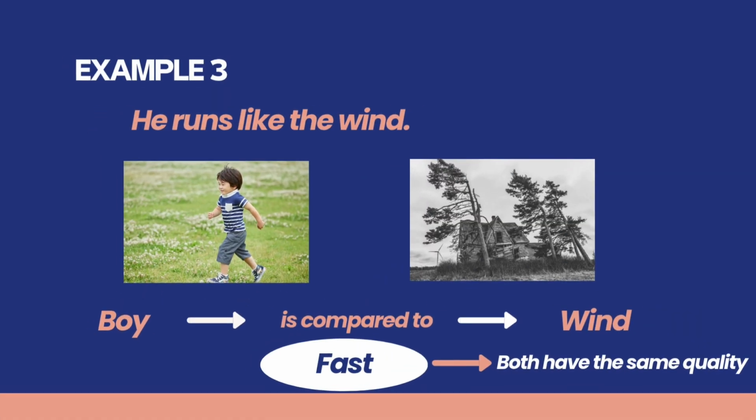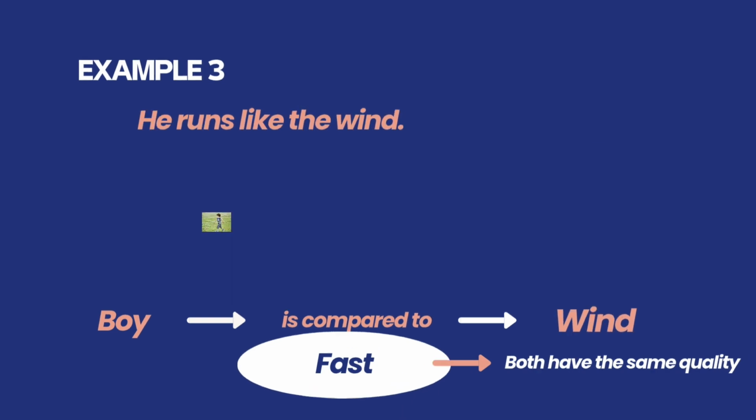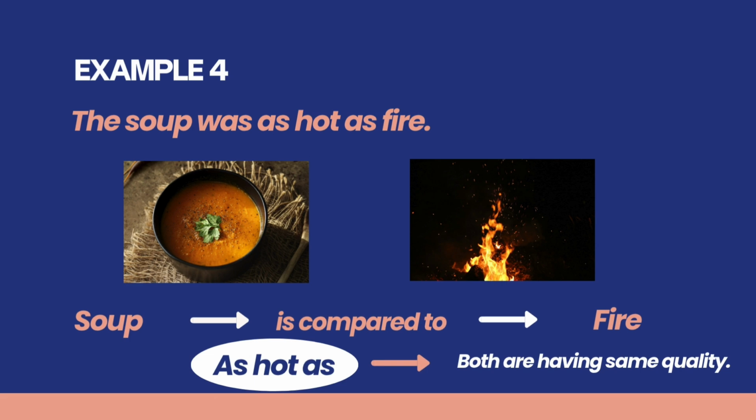Now let's look at the third example. He runs like the wind. Here again we are comparing a person and the wind. So they are two completely different things, right? But they share one common quality. Both move very fast. So when we say he runs like the wind, we mean that he runs very quickly, just like the wind moves fast. And notice, again we use the word like to make the comparison. So that's why it's a simile. I hope you are able to understand everything about what a simile is by looking at these examples.